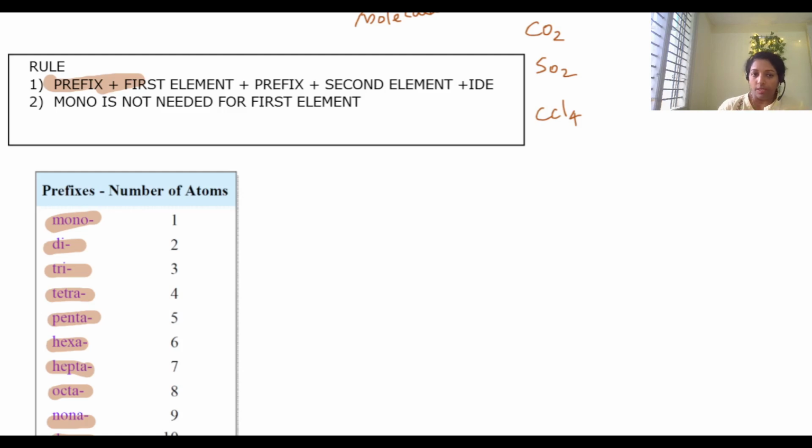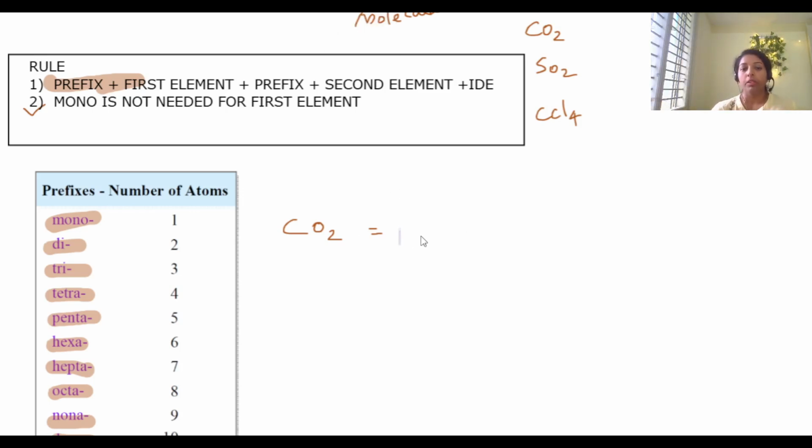For example, let's see CO2. How do we name CO2? One more thing: mono is not needed for the first element. Here, how many carbons are there? Just one, right? Usually our rule says to write the prefix mono, but mono is not needed for the first element. So you can omit the prefix mono from the first one.